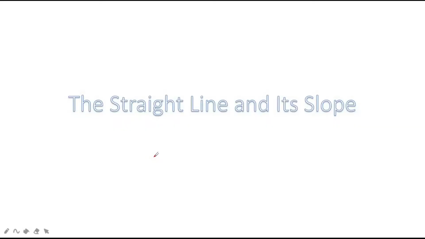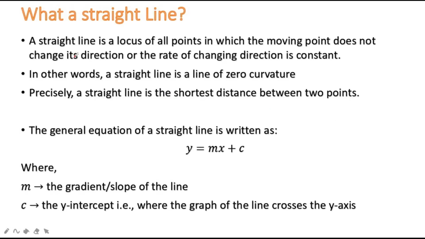In today's lecture, we are going to discuss the concept of a straight line and its slope. Now, what is a straight line? A straight line is the locus of all points in which the moving point does not change its direction, or the rate of changing direction is constant. Now, locus means combinations, okay?